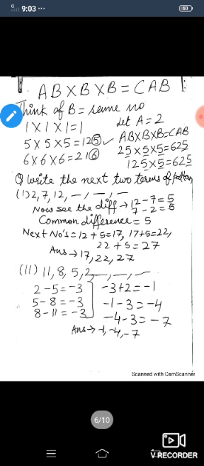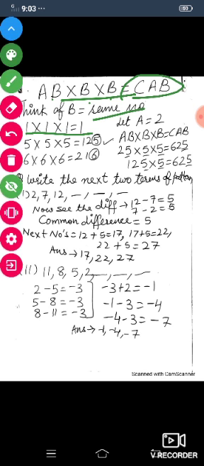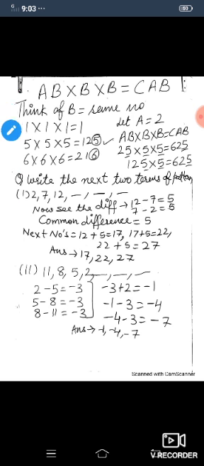Next sum is with continuous product. AB into B is equal to CAB. Now class, see the unit digit of every product. B into B into B and the answer is CAB, means the same number stands for the unit digit. So let us think which number can be the same if we multiply the same number 3 times. That is 1 into 1 into 1 is equal to 1. 5 into 5 into 5 is equal to 125. It means the unit digit is 5.